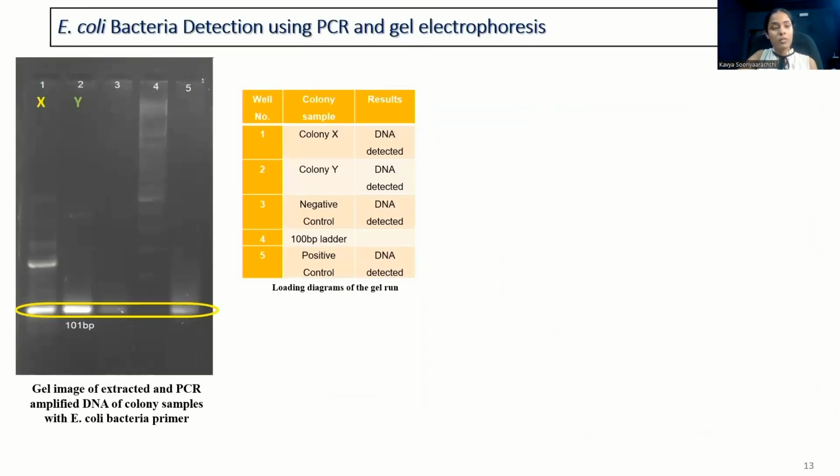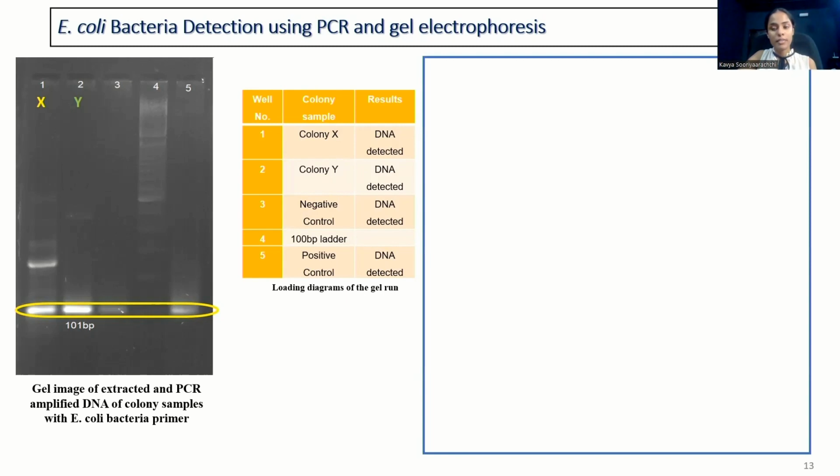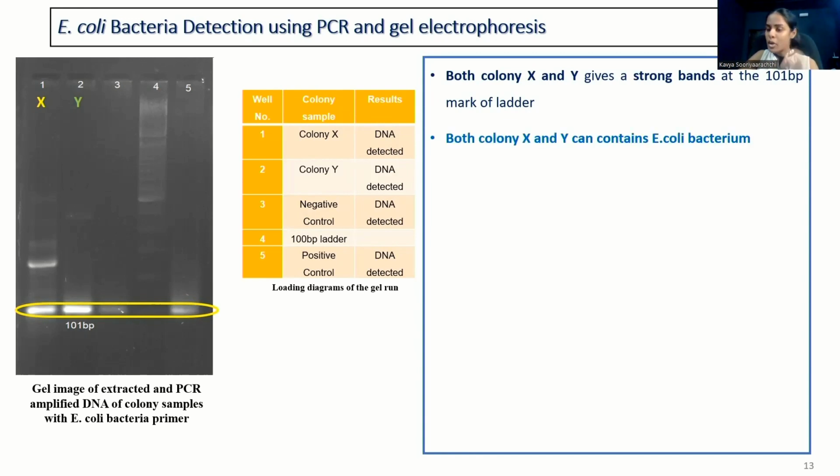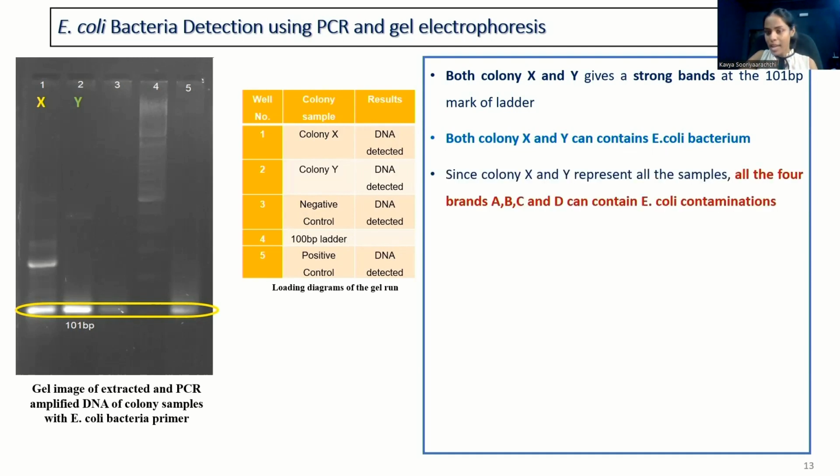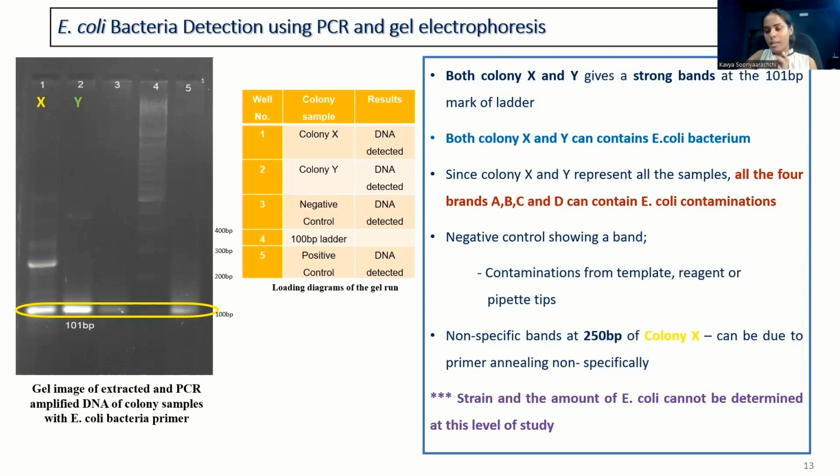Once it was confirmed that these were of bacterial origin, the confirmation for the E. coli strain was carried out, and the gels obtained were as given here. Here also both the colonies X and Y gave strong bands at the 101 BP mark of the ladder in line with the positive control, and therefore we can say both the colonies contain E. coli strain in them as well, and since X and Y represent all the 4 brands, we can say all the brand samples had E. coli present in them. However, it is recommended to carry out further studies to confirm the level of positive observation for the presence of E. coli through methods such as DNA sequencing.